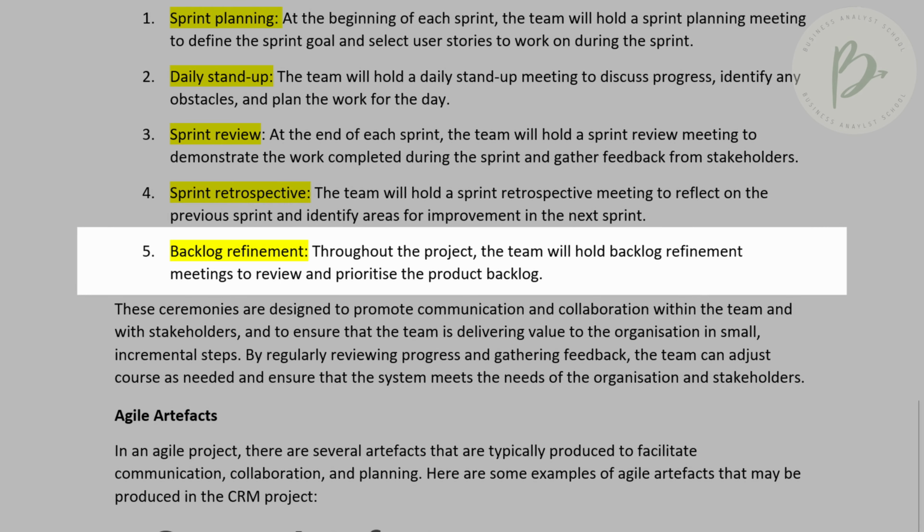Now, the fifth agile ceremony is the backlog refinement. Technically there are 4, and backlog refinement can be done at any time. Okay, so throughout the project, the team will hold that backlog refinement meeting, and in this one we are trying to review and prioritize what we have in the product backlog. We are just looking at all the user stories, the acceptance criteria, the epics, and just try to refine, make updates to them. A lot of time the business analyst does this, but other members of the team can also join in and refine the backlog.